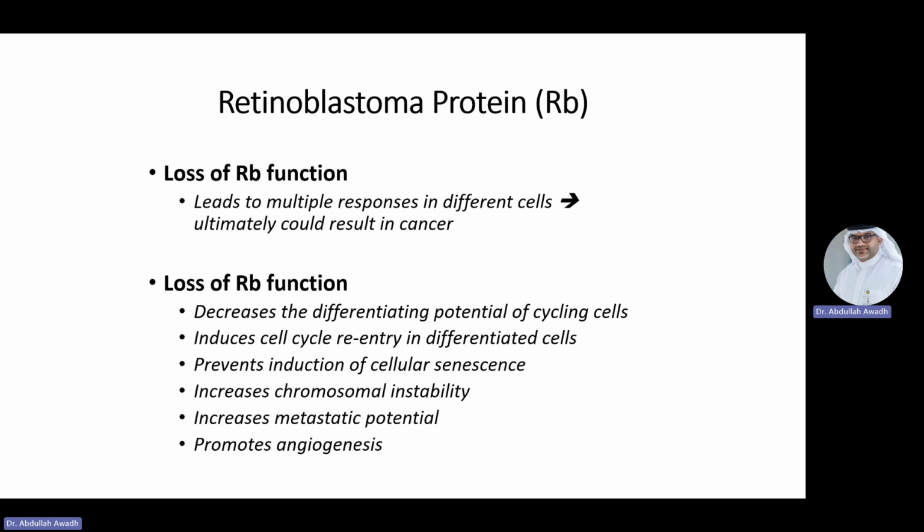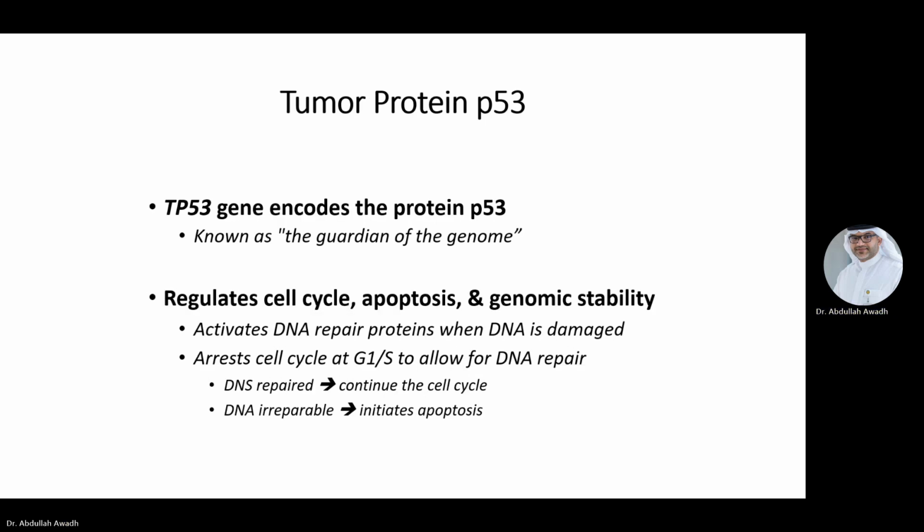Increased metastasis potential, as we mentioned, its relation to the loss of contact adhesion, and of course promote angiogenesis in the tumors. So all these specific functions have to do with the life cycle of the cell, mechanisms in the cell cycle where the loss of function of retinoblastoma can induce, and all of these collectively can lead to tumorigenesis. Now we'll get to the other one.